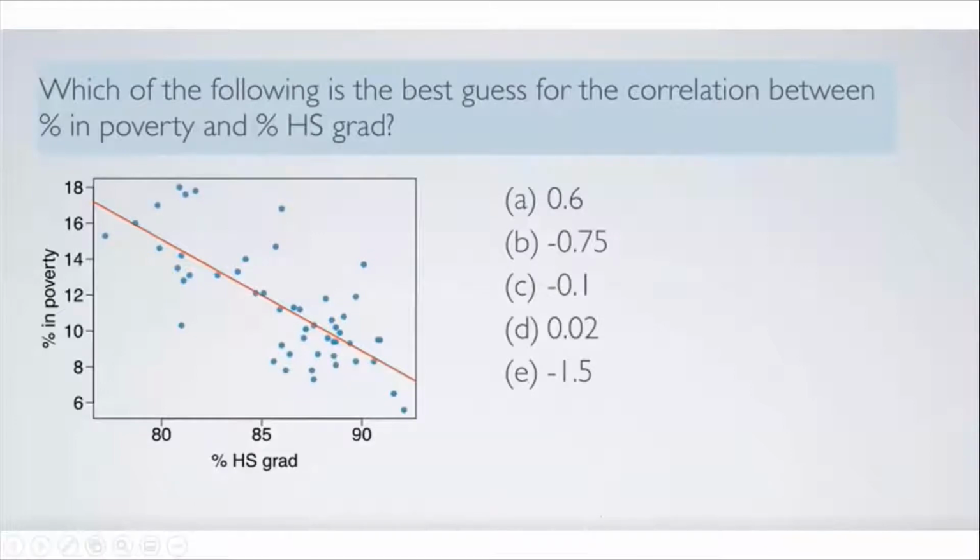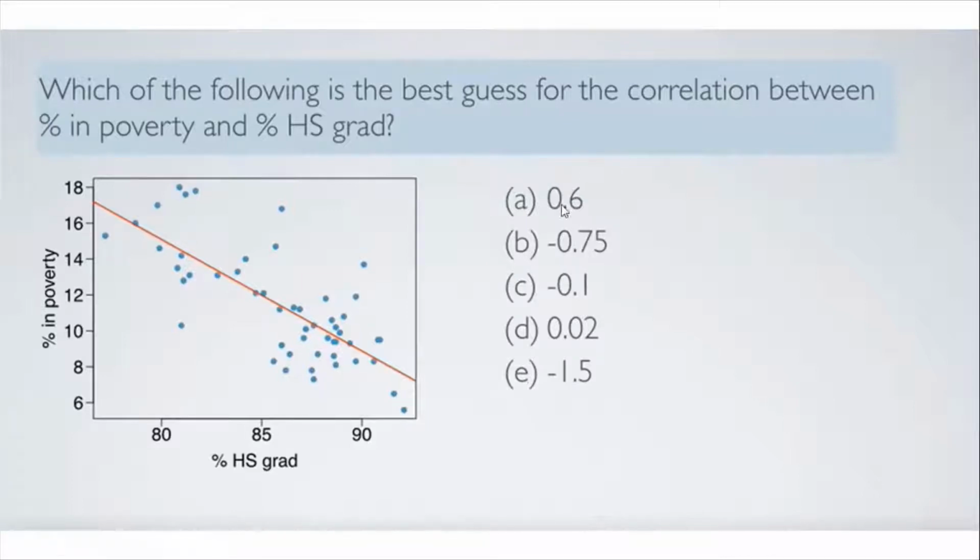Anyway, that is the brief overview of the correlation coefficient and its interpretation, or properties, you can say. Based on that discussion, we can answer this question: which of the following is the best guess for the correlation coefficient between poverty percentage and high school graduate percentage? We have this scatter plot, the same scatter plot we saw in slide number 1, and it gives you a linear line, the least squares line.